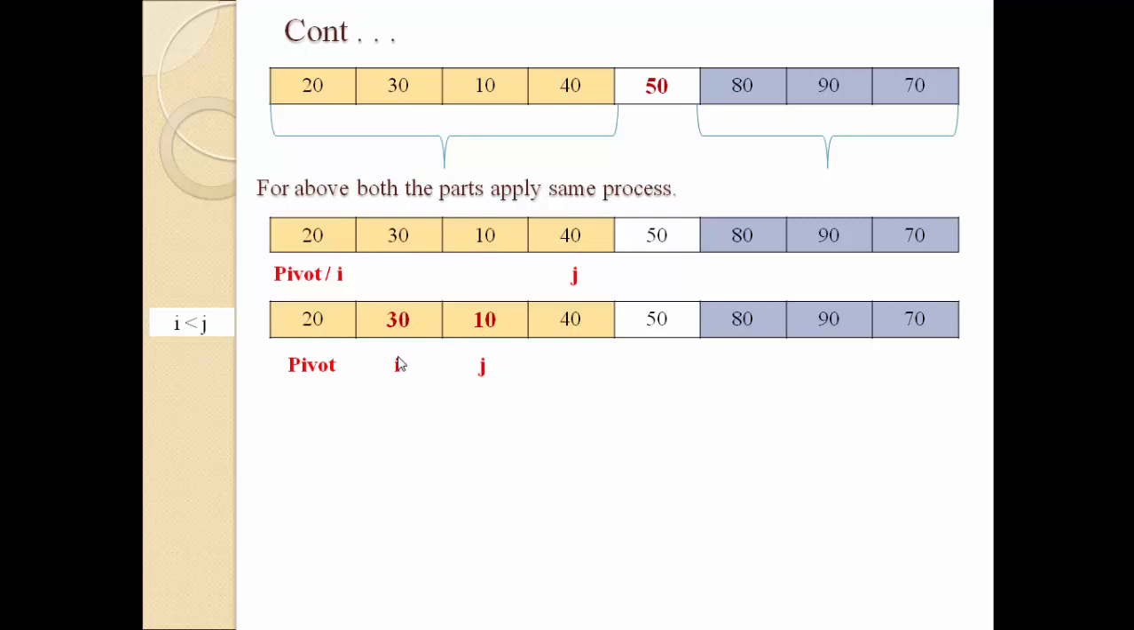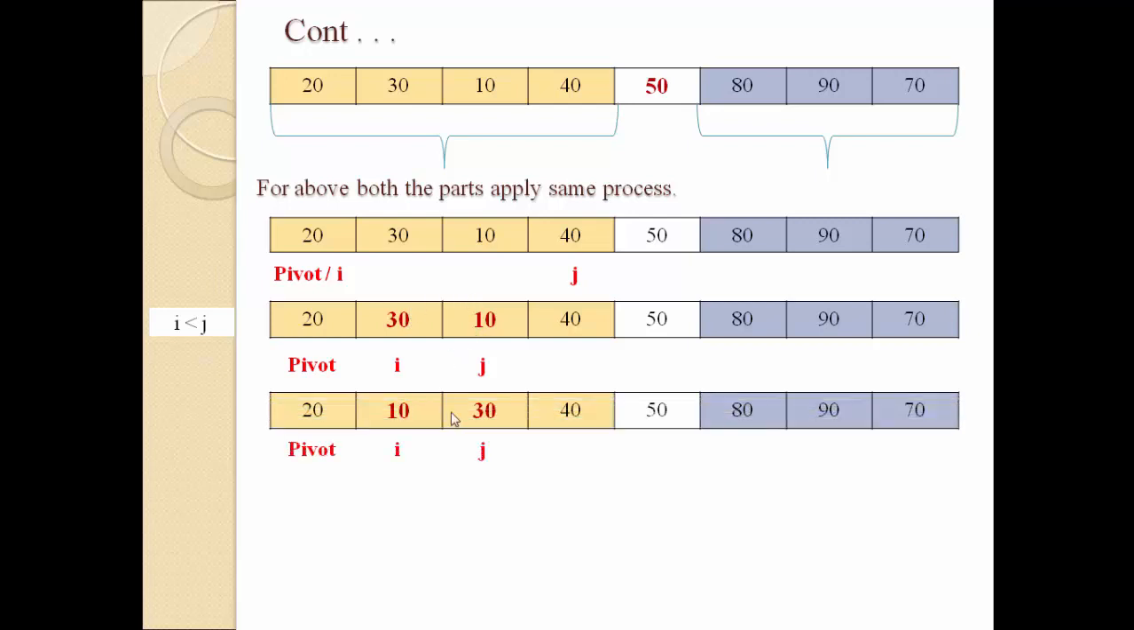We have to check that I must be less than J. Yes, the condition is true, I is less than J. So we have to swap these two numbers. So 20 will move here, 30 will move here. So 10 is here, 30 is here. Again we have to follow the same step. We have to move from left to right and right to left.